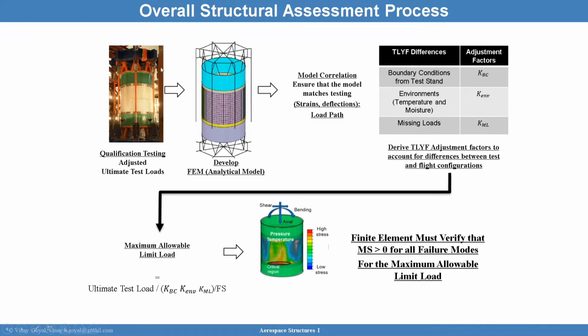Secondly, there will be differences between flight and test configuration. So you may want to make sure that for every critical failure mode, we are exercising the critical failure modes. And so that may mean that the qualification test may need to be adjusted in a way so that ultimate test loads are adjusted in such a way that you're covering all the bases. So this final model and these qualification tests need to be compared. You want to make sure you have good model correlation and to ensure that the model matches the test. And that means the strains, the deflections, because the strains and deflection tell you a lot about the load path.